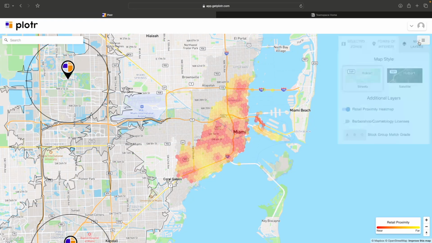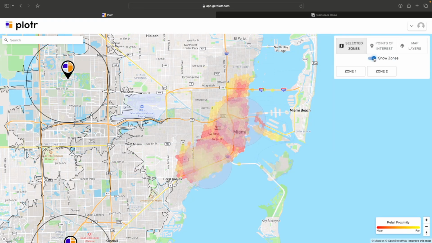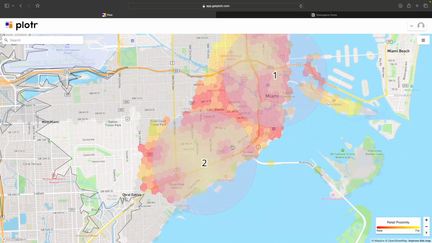To go a step further, we can also turn on pre-selected zones which our system is able to go through and actually identify and prioritize based on whatever criteria you want. There's no more guessing where in the market to go. We can actually begin to prioritize and build out an expansion strategy based upon the characteristics and the customers that we care about most. We're going to come in and focus on zone number two.